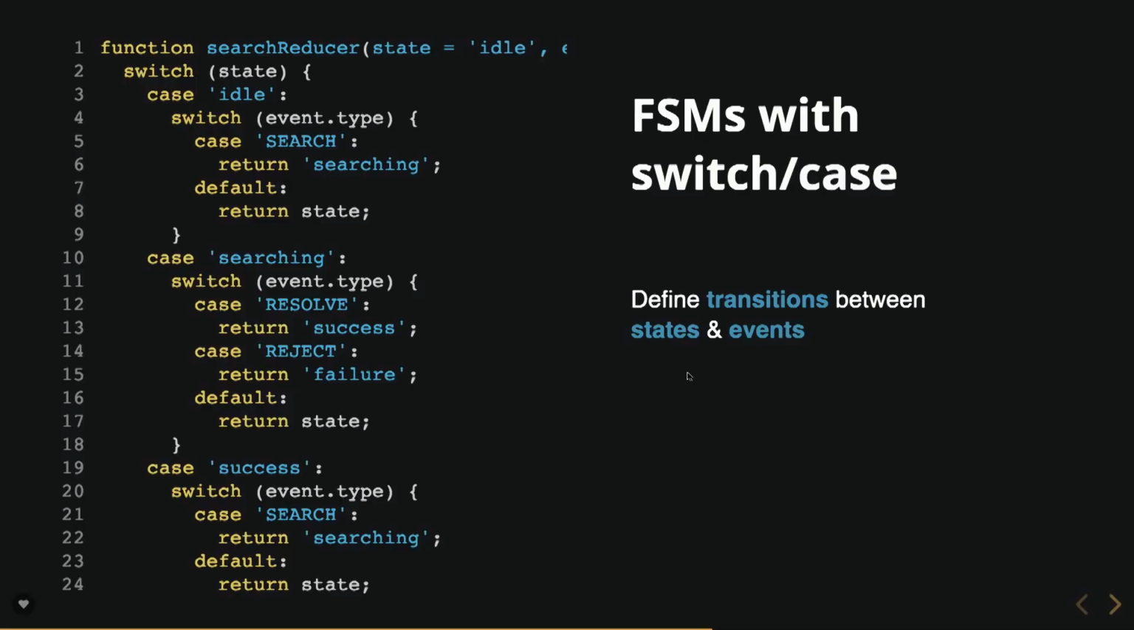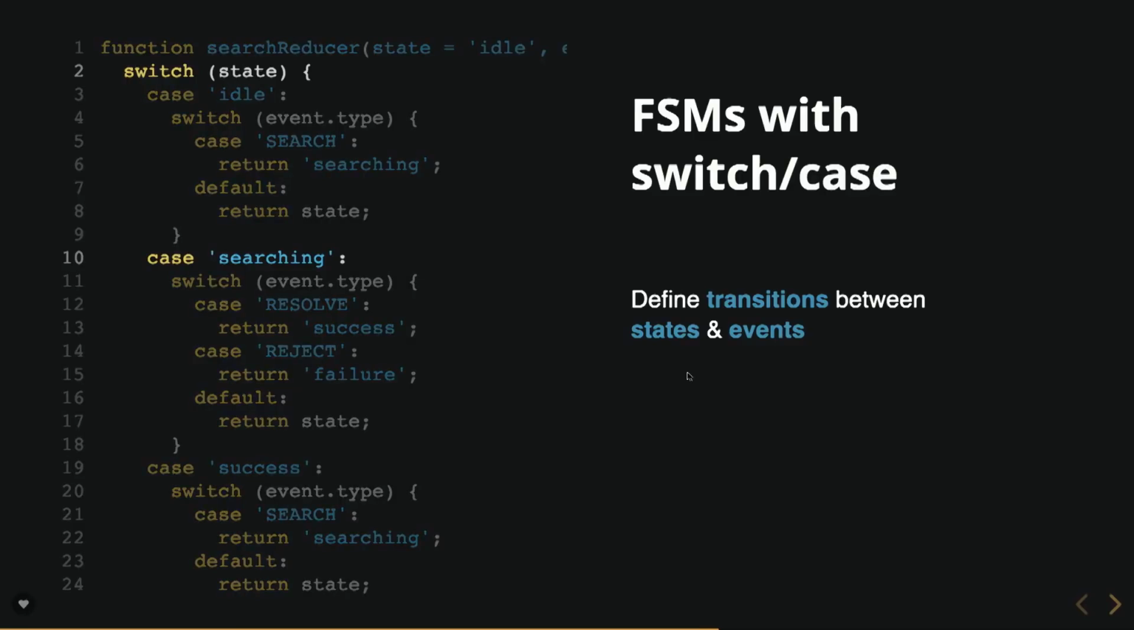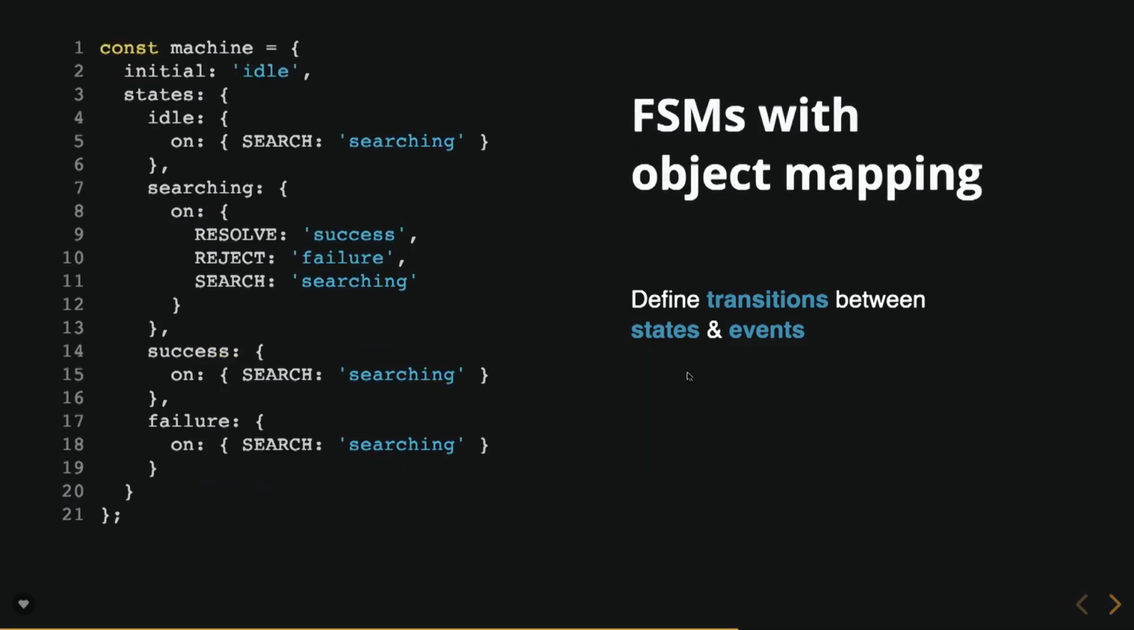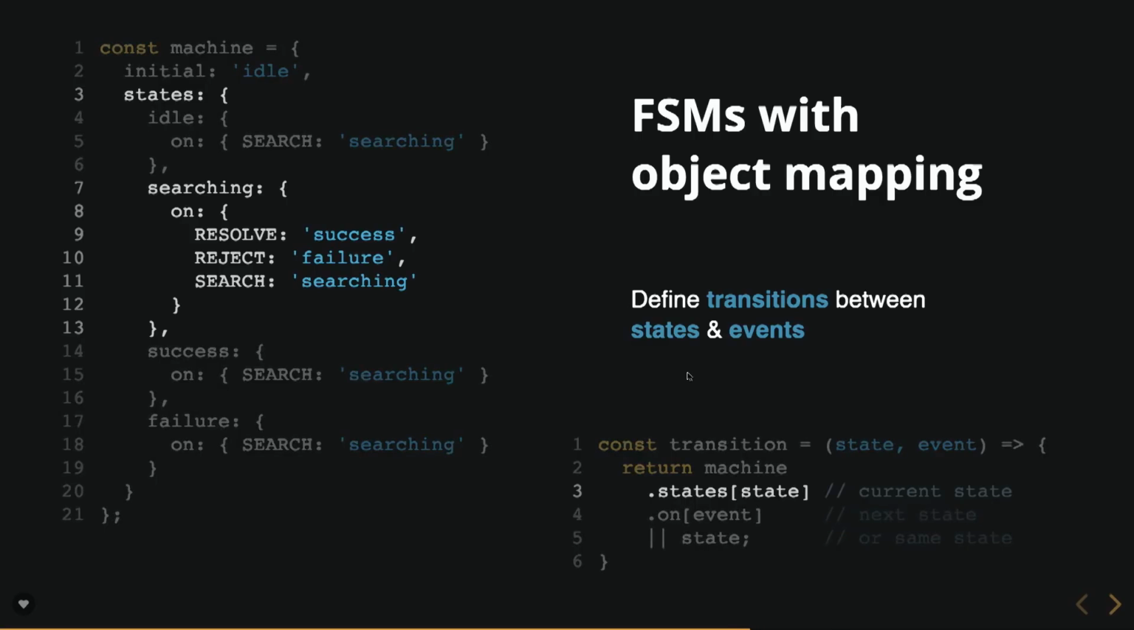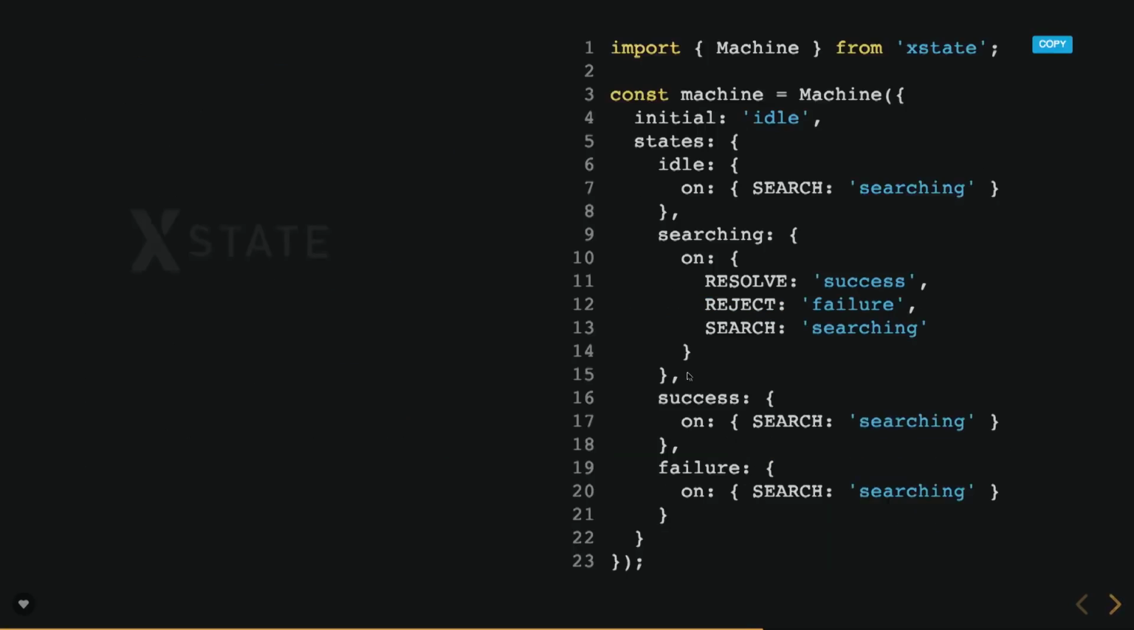So you could use finite state machines by doing switch case statements, where you give it the current state, you give it what events happen, and then you use those nested switch case statements to figure out what the next state is. But I like using object mapping. And with object mapping, it's sort of the same thing. You need a helper function to sort of just walk through that object and figure out what the next state is going to be. But the idea is exactly the same.